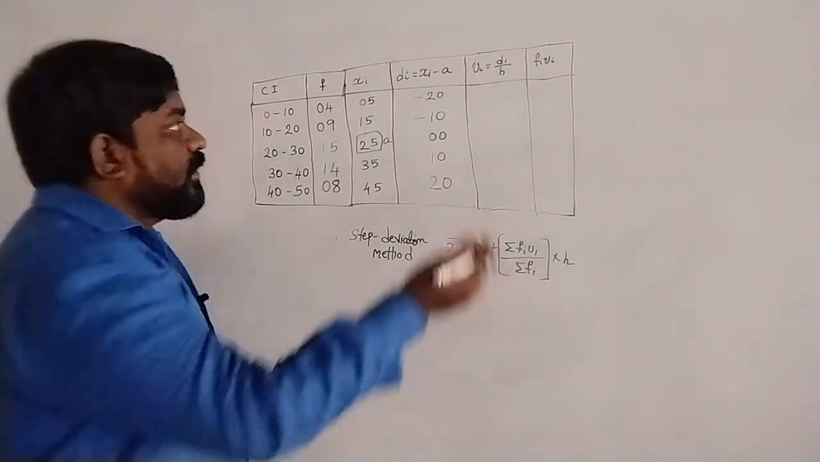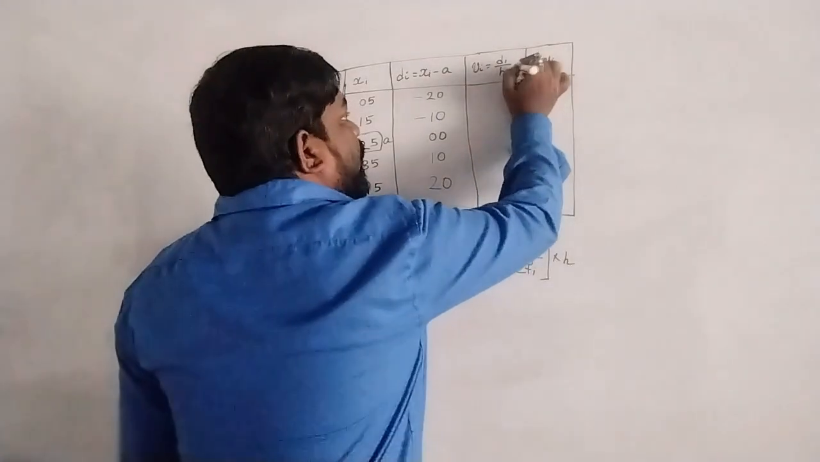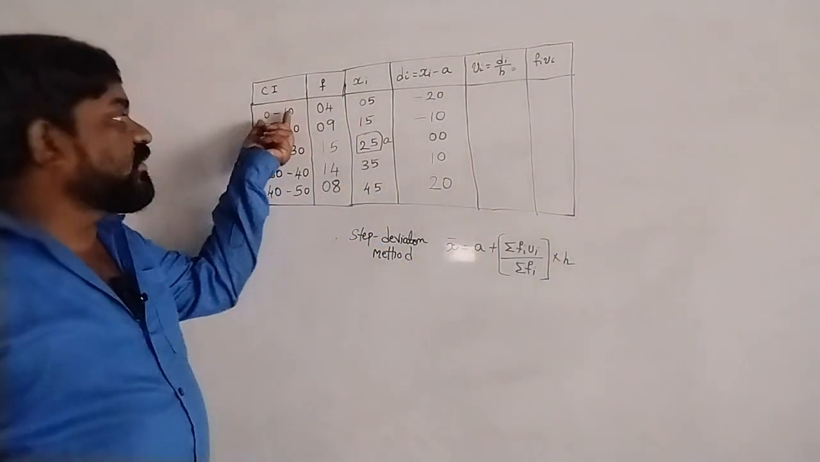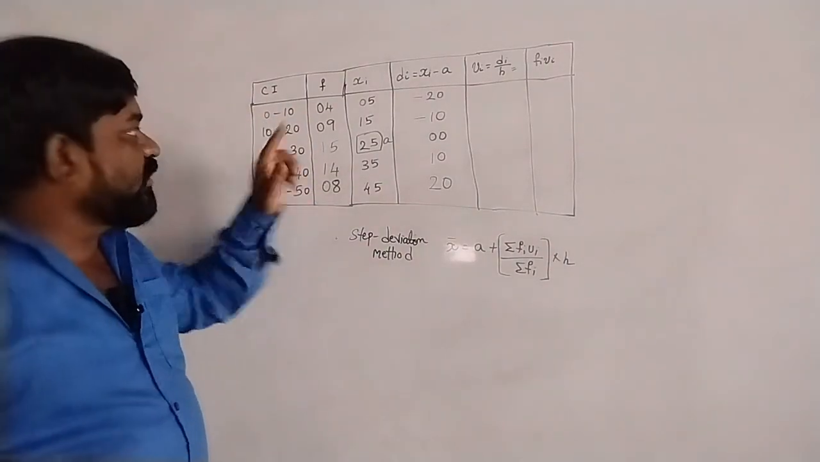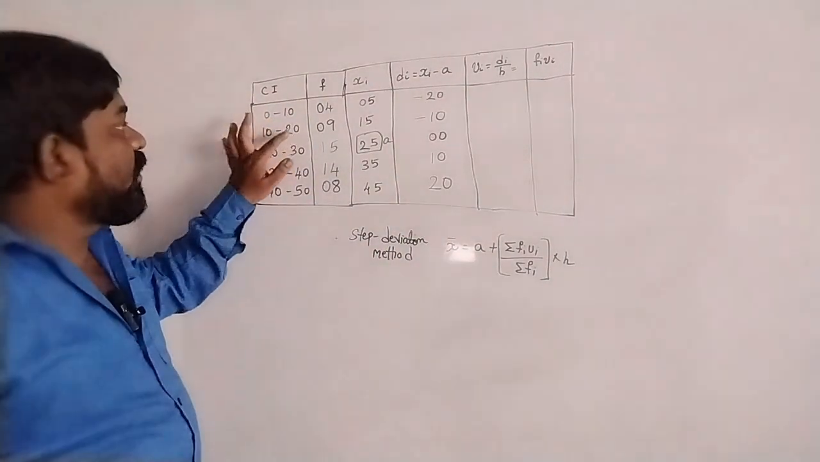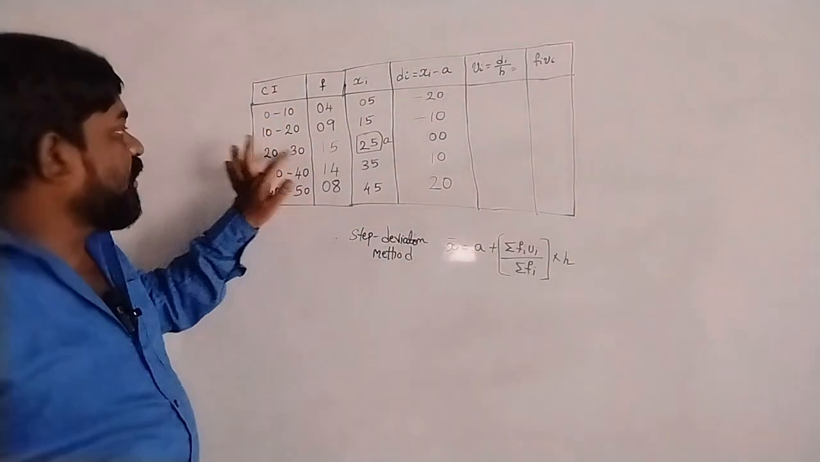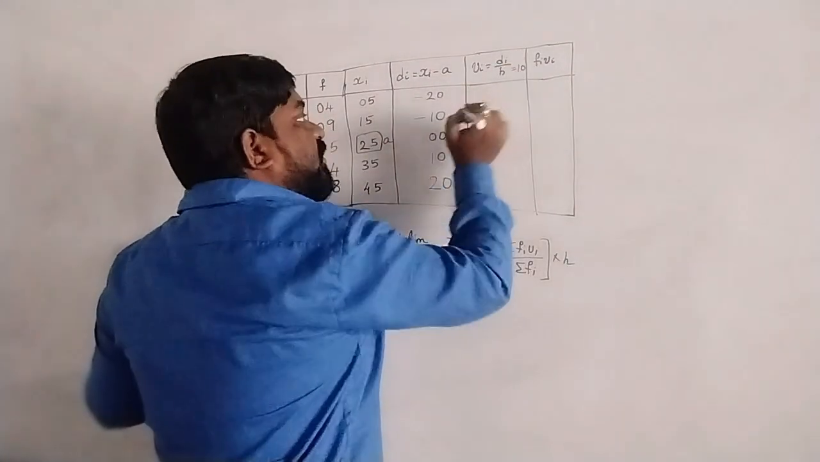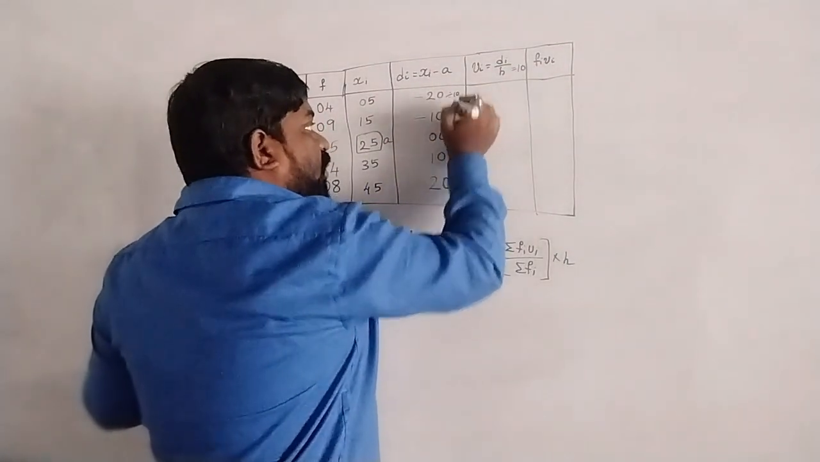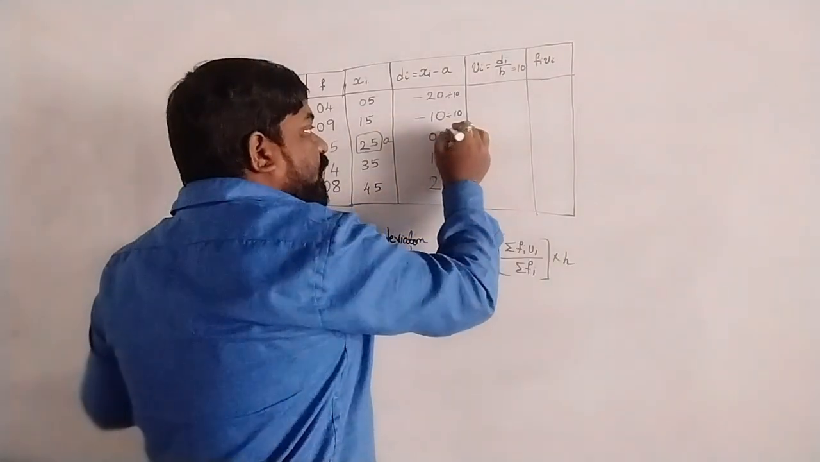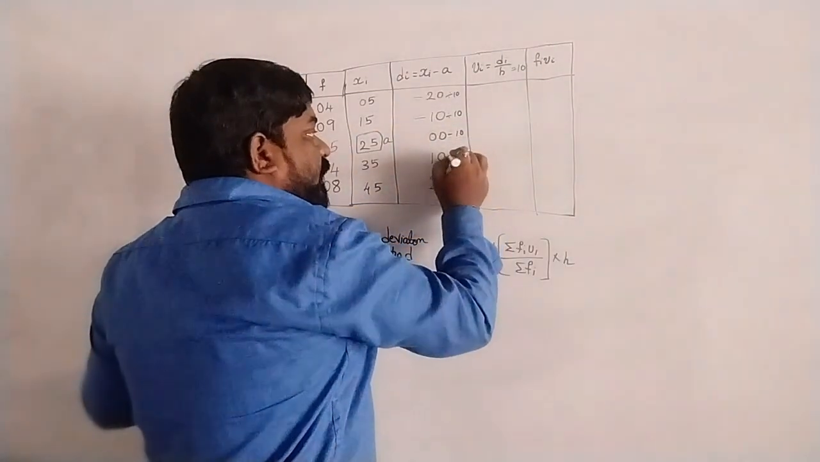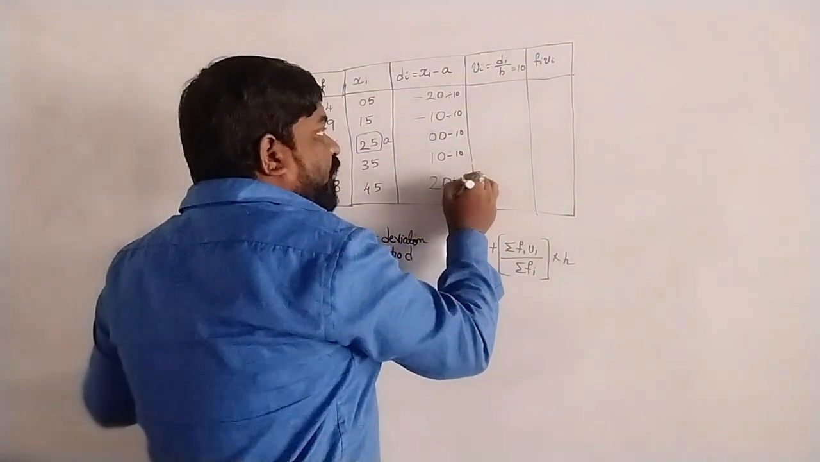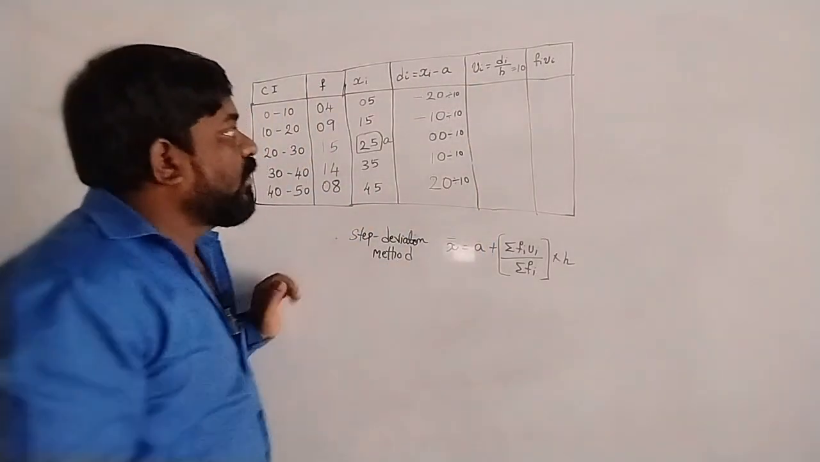Here the value of h, that is the class size, is 10. Upper limit minus lower limit: 10 minus 0 is 10, 20 minus 10 is 10, 30 minus 20 is 10. So the value of h is 10. So you need to divide all these numbers by 10 and fill the ui column.